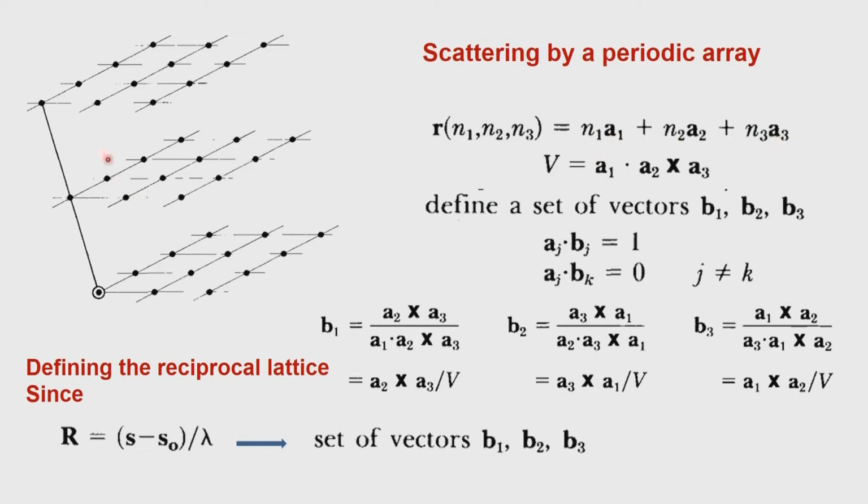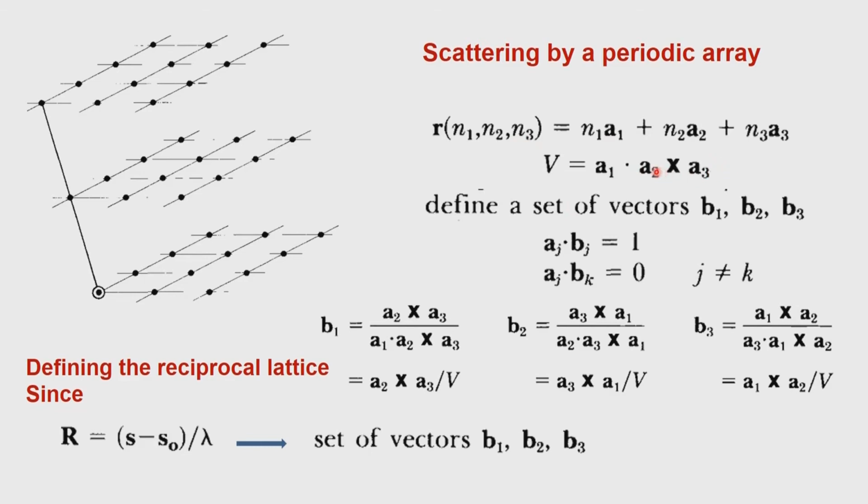So, we have therefore a lattice of points. Instead of point atoms being randomly distributed as we discussed before, the atoms are now associated with a lattice point. When we do that, we get the vector r to be n1 a1 plus n2 a2 plus n3 a3. The volume of the unit cell is given by a1 dot a2 cross a3. This provides the volume of the unit cell.